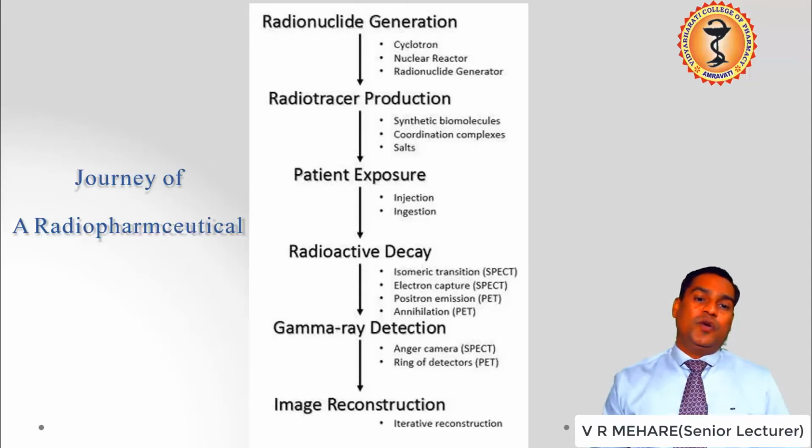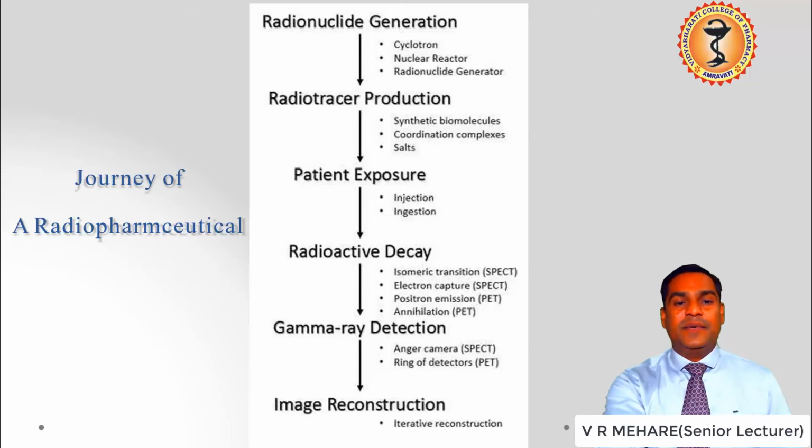This is the journey of radiopharmaceuticals, which is represented with the help of a flowchart. Radionuclide generation, formulation to give a radiotracer production, then patient's exposure, radioactive decay, gamma ray detection, and then image reconstruction, which helps in the field of medicine to identify, for diagnosis, and in the treatment of various kinds of diseases and disorders.